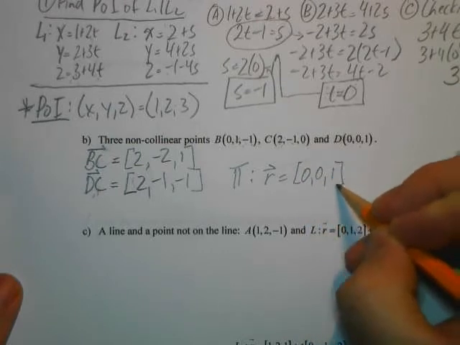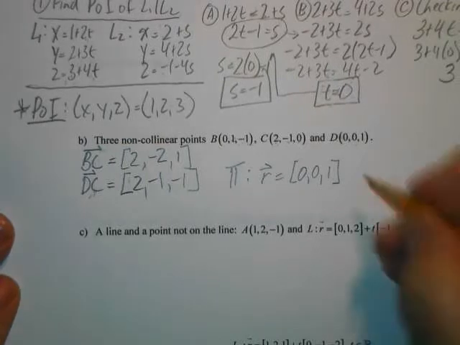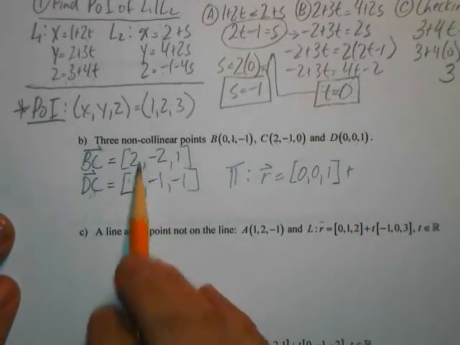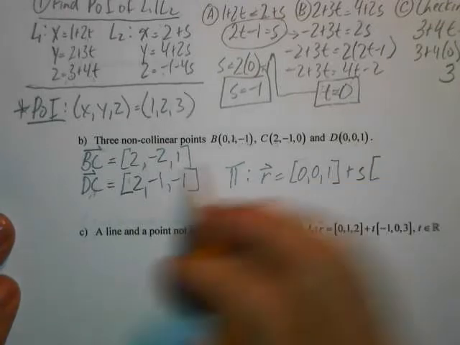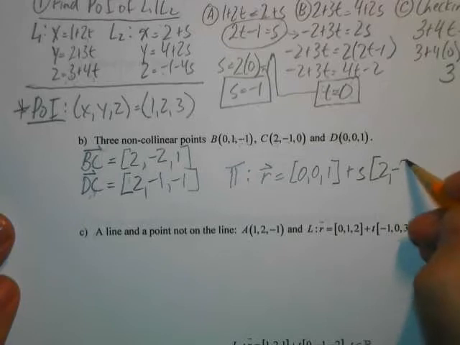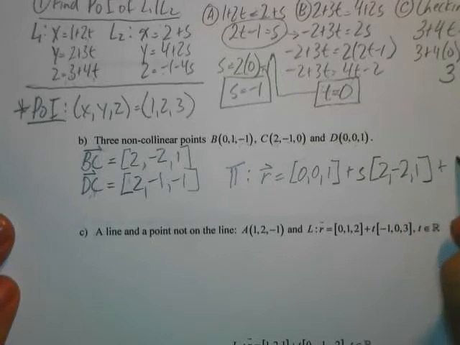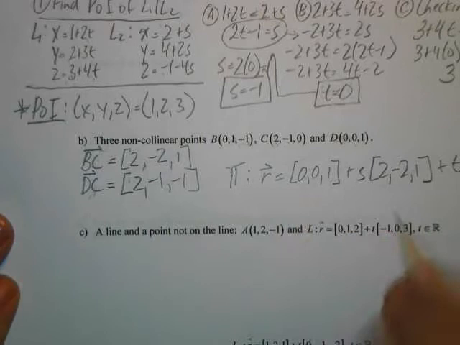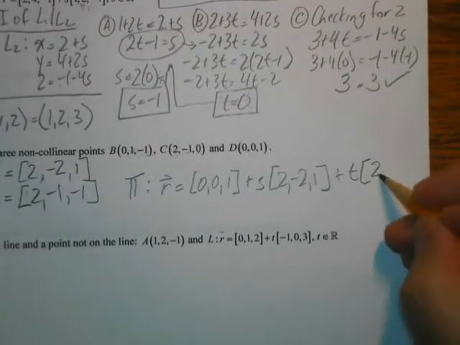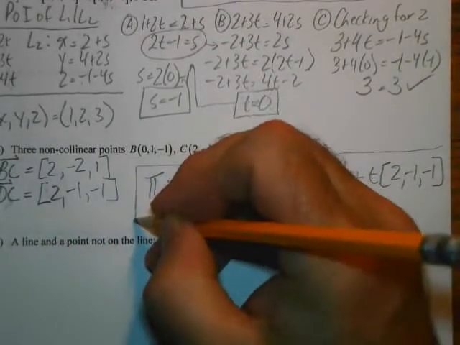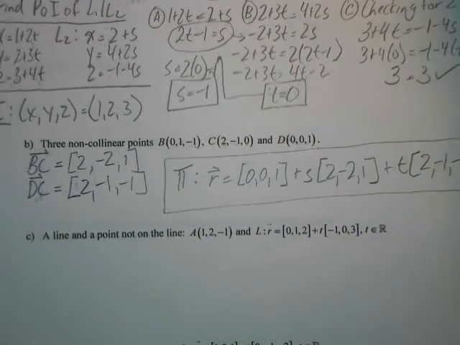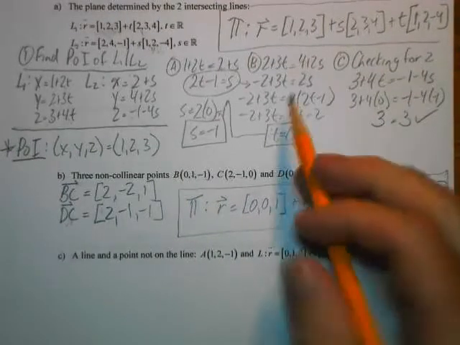And there's nothing wrong with picking the other ones. They're all correct. And now I'm going to add scalar multiples of my 2 direction vectors. So I've got s times the first direction vector, 2, negative 2, 1, plus t times my second direction vector, which is 2, negative 1, negative 1. And there I have my equation of that plane from 3 non-collinear points. So let me back out a little bit. Okay, so that was easy compared to the last one at least.